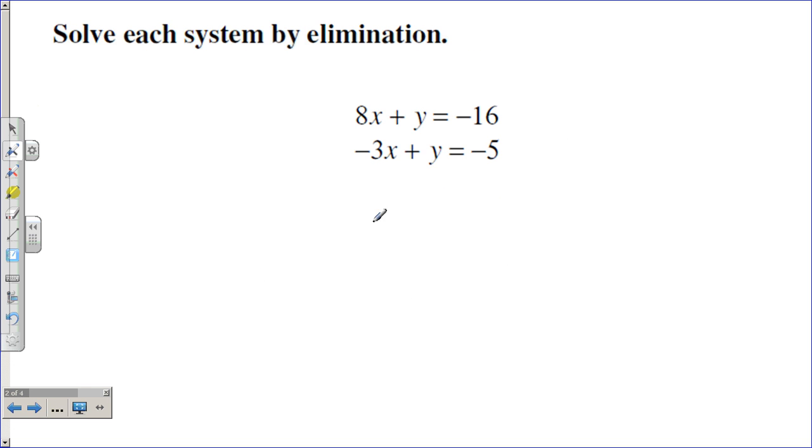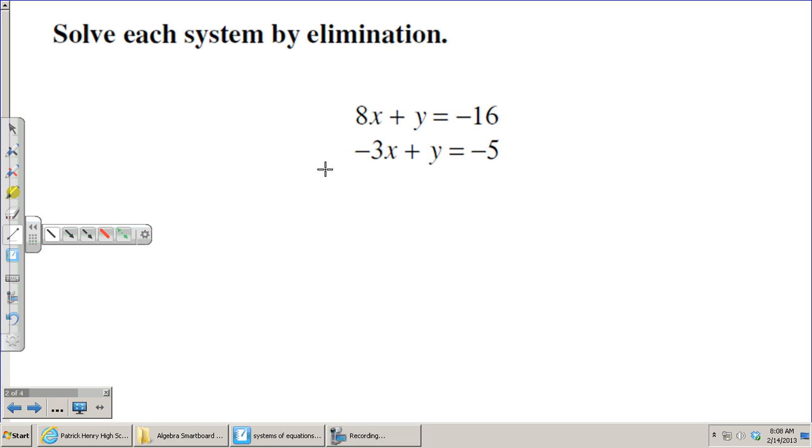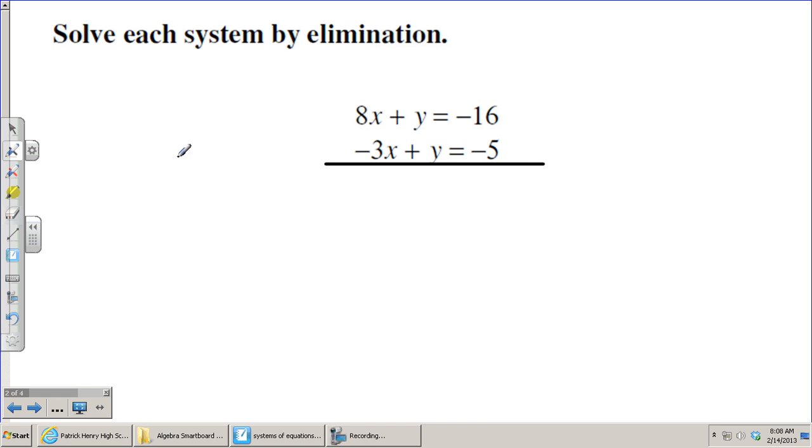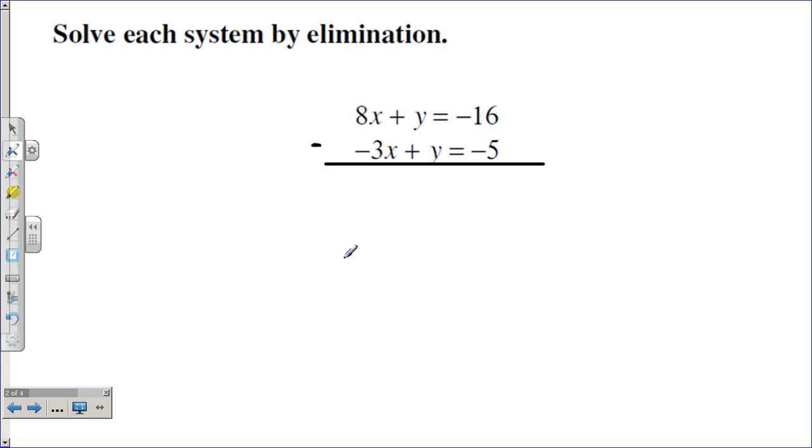Let's take a look at another one. On this one, I can see that I have y's that are the same, so they would be the easiest to eliminate. But I have a positive y here and a positive y here, so in this case I wouldn't add, but I would subtract. So now I'm going to subtract all of these. Be careful when you're subtracting. Watch the signs. Because 8x minus negative 3x, when you subtract the negative, you actually add it. This would be 11x. Be careful with those.